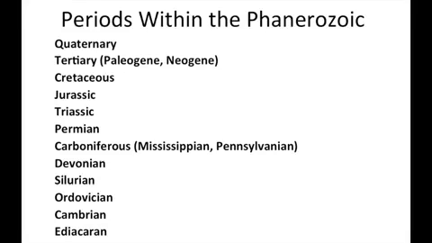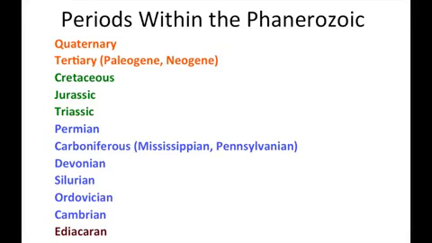Now, also within the Phanerozoic, we've broken down these eras into periods. The Ediacaran actually existed in the Proterozoic. It represents some of the first evidence for multicellular life, and that's why it is significant. Nevertheless, we have the Cambrian, the Ordovician, the Silurian, the Devonian, the Carboniferous, which in North America is broken down into the Mississippian and the Pennsylvanian, and then finally the Permian.